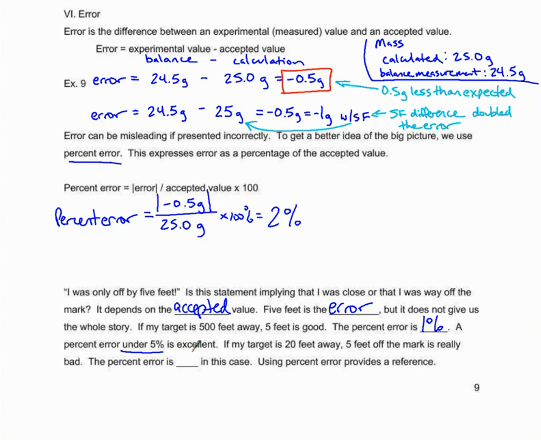I was only out by 5 feet. So if my target is 20 feet away, 5 feet off the mark is really bad. The percent error here, 5 feet over 20 feet times 100 as a percentage, 25%. 25% error. That would be really bad. Using the percent error gives us a reference. So a 1% error is good. A 25% error is bad. Only off by 5 feet, it's hard to know either way.